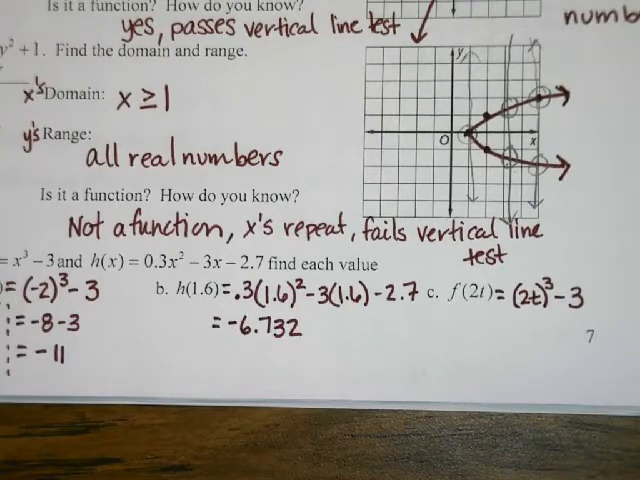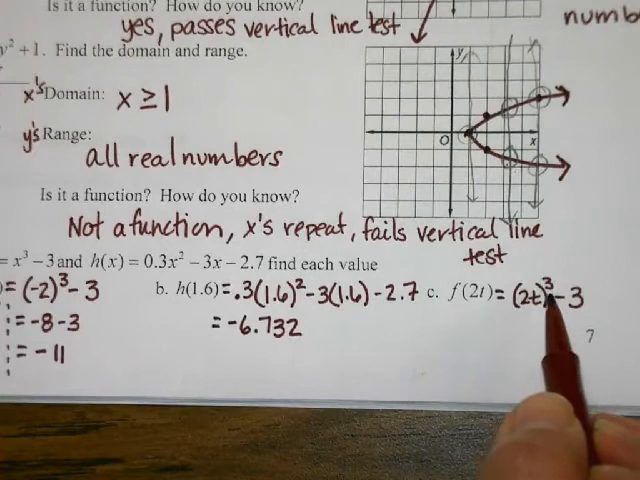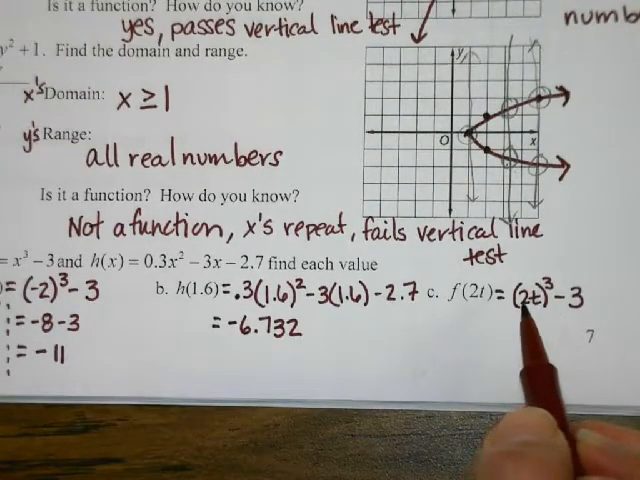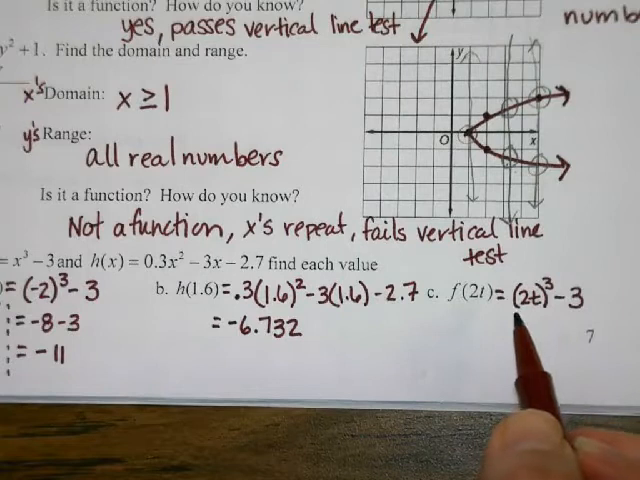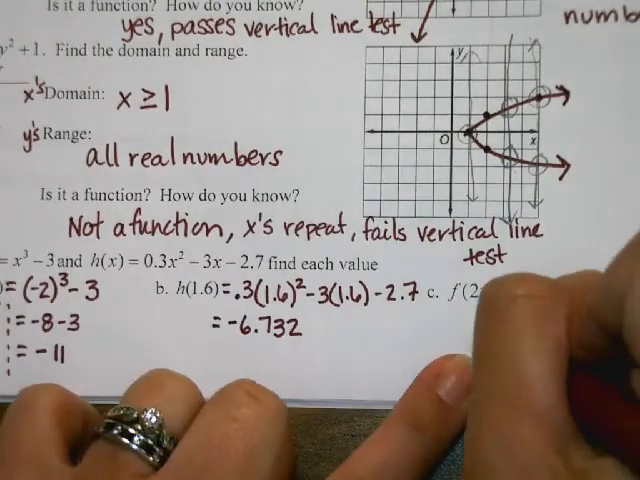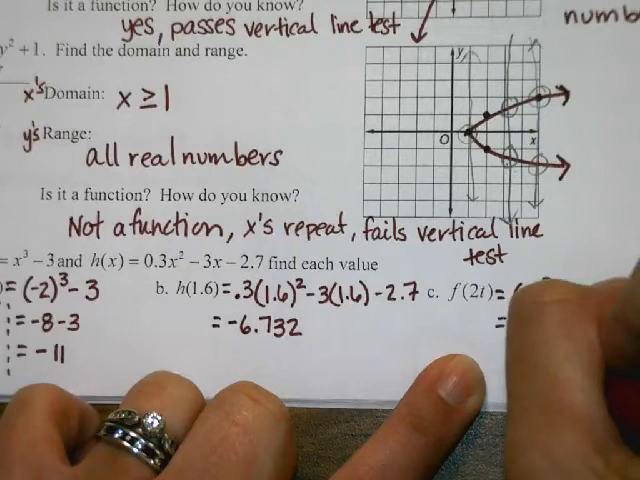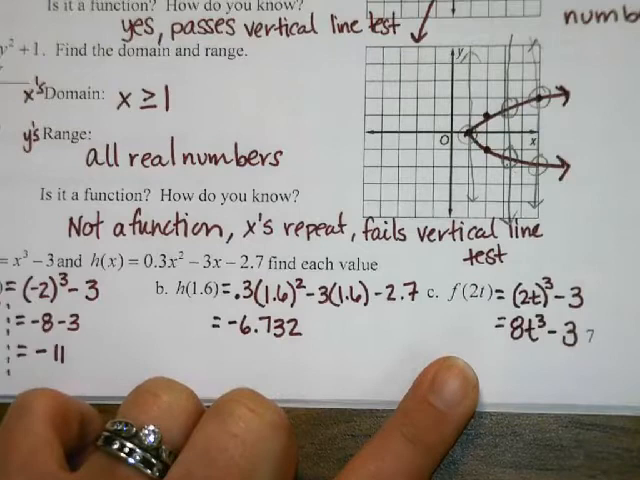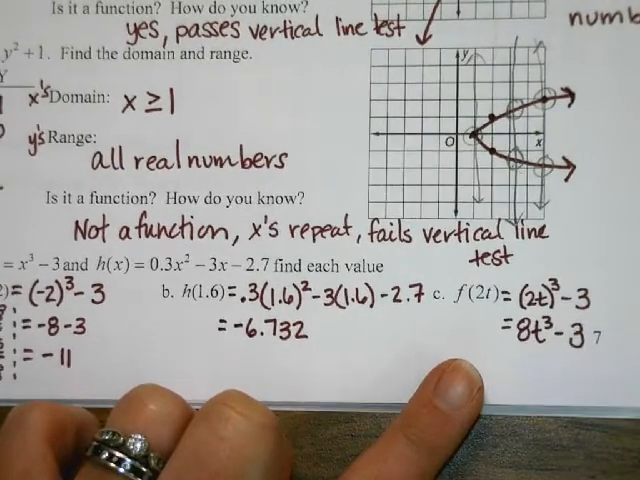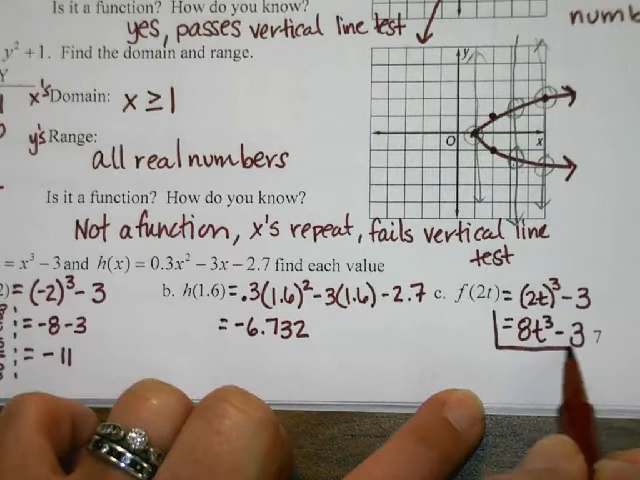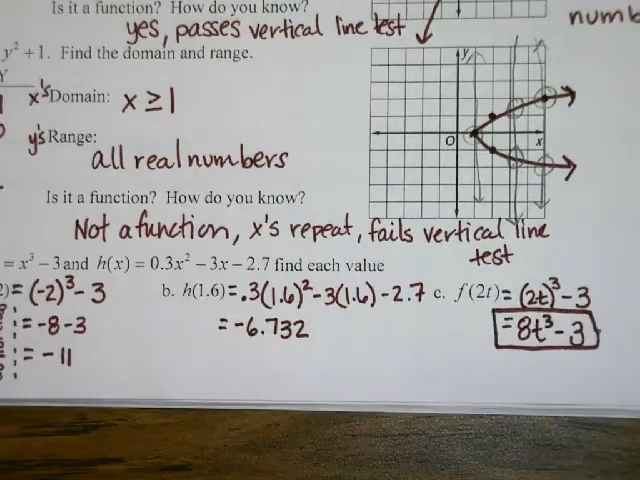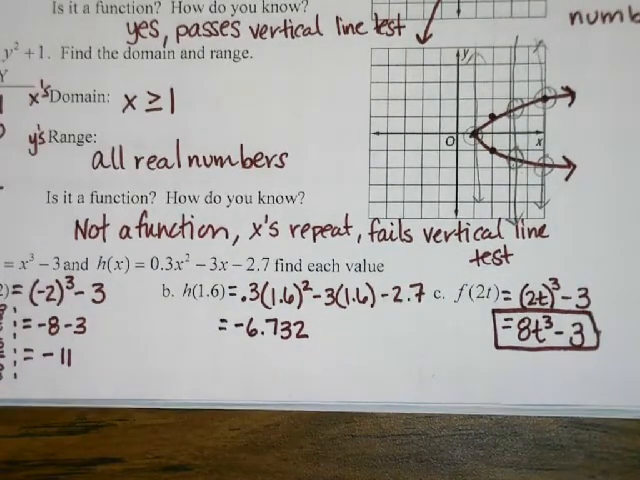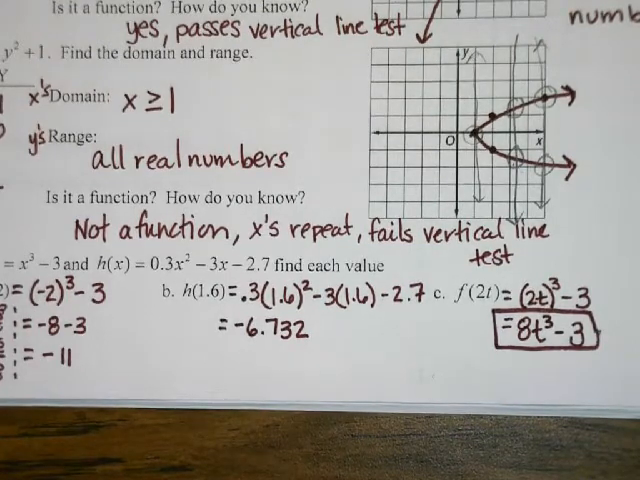And that's okay. So when I'm going to cube this, I'm going to go 2t times 2t times 2t. Well, 2 times 2 times 2 we just decided was 8. And t times t times t is t to the third. And I don't have anything to combine with that 3. So I get 8t cubed minus 3. So when you put a variable in, you get a variable out. When you put a number in, you get a number out. Questions?